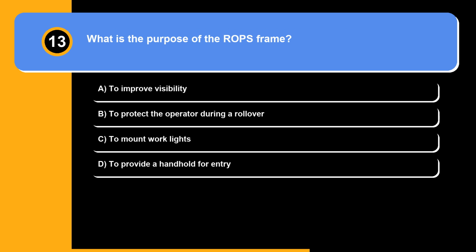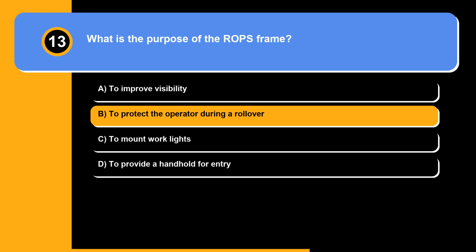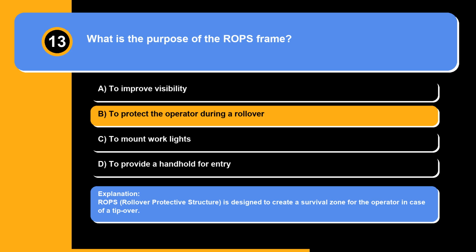Question 13. What is the purpose of the ROPS frame? A. To improve visibility. B. To protect the operator during a rollover. C. To mount work lights. Or D. To provide a handhold for entry. The correct answer is B. To protect the operator during a rollover. ROPS, rollover protective structure, is designed to create a survival zone for the operator in case of a tip-over.